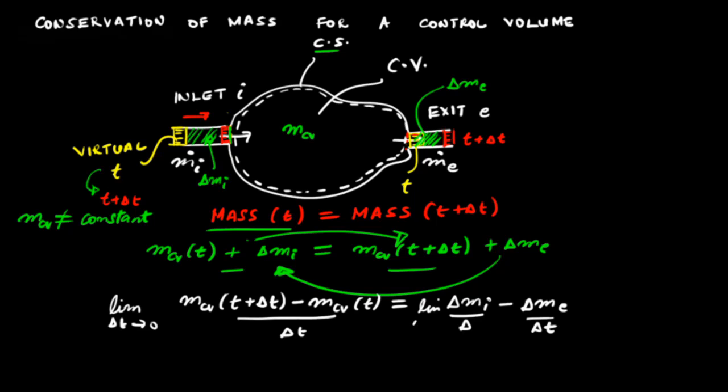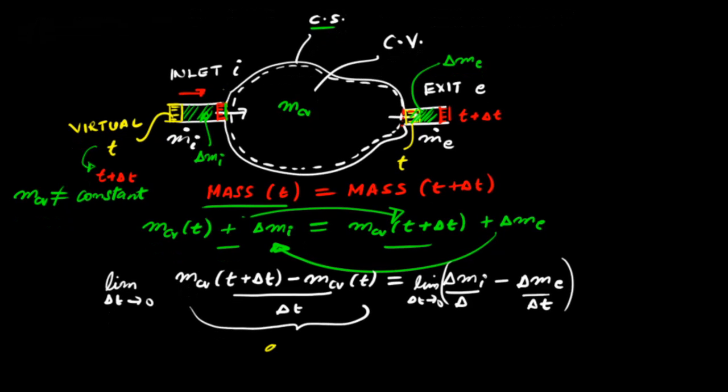let's look at what this equation simplifies to. So in the limit that delta t tends to 0, you can see that this particular term over here is in fact the time derivative of the mass within the control volume, and that is equal to, so we have limit of delta t tending to 0 of delta m_i over delta t, and that is equal to the mass flow rate at the inlet, and this term in the limit that delta t tends to 0 is the mass flow rate through the exit.